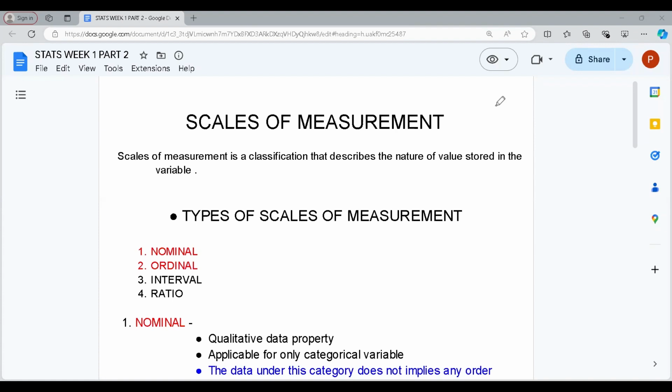In the previous video, we discussed the basics of statistics and data along with their broad categories. In this video, we are going to cover scales of measurement.